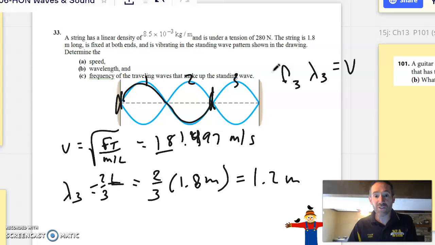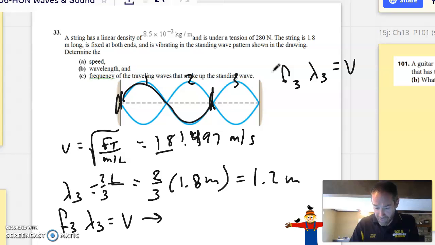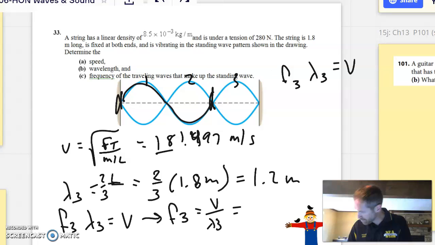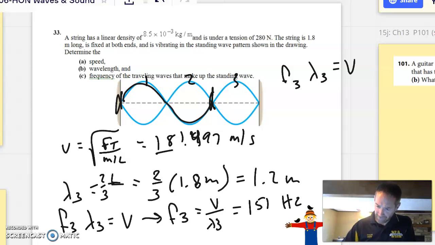And then lastly, what's the frequency? Well, as I said earlier, the frequency 3 times wavelength 3, well, that'll be equal to the wave speed. So the frequency 3 will be equal to the wave speed divided by wavelength 3. So if you divide those two numbers we just calculated, the 181 divided by the 1.2, you're going to get 151 hertz with significant figures.